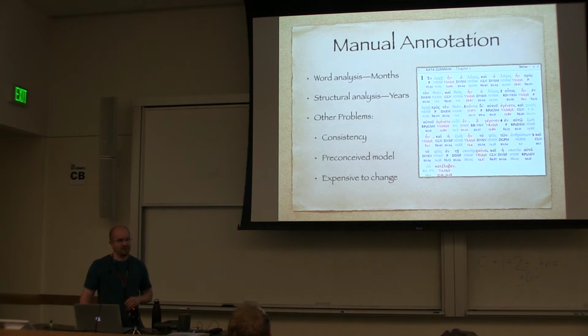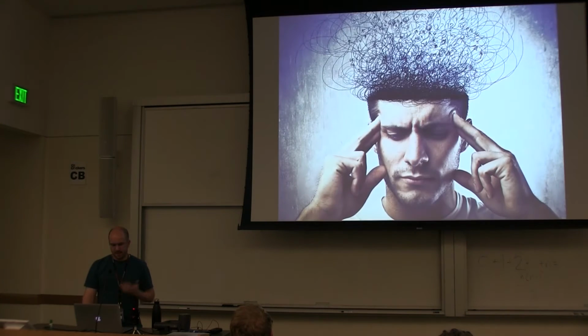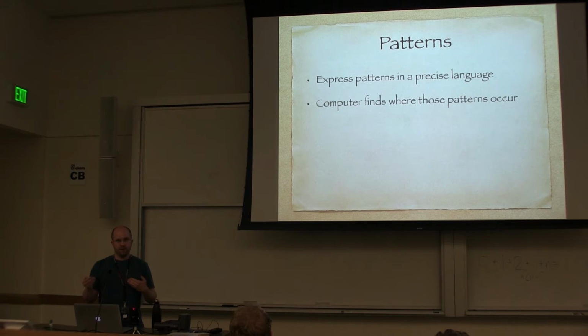I've done this kind of work. It's slow, and these are all the problems I personally experienced. So I think to myself, well, I like using computers to help with similar things. It seems like there are patterns that we're finding, so why can't we find a way to express this pattern precisely and just have the computer find those patterns and then tag them with that pattern?